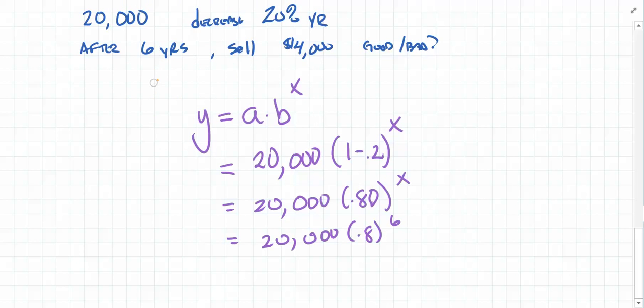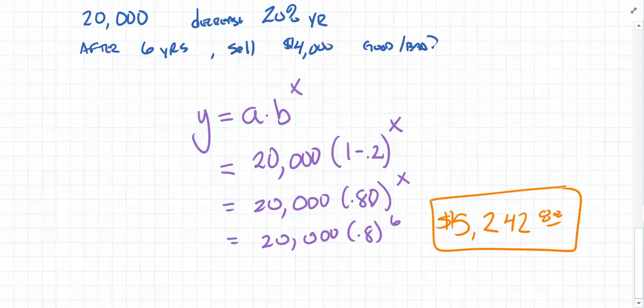Will says $5,242 and then 88 cents, something like that. Okay, so I'm getting that as well. So what do you guys think? Is that a good deal or a bad deal if you are the seller of the car? That's a bad deal. What if you're the buyer of the car? That's a good deal. So depending on who you are, that's what you get for that one.